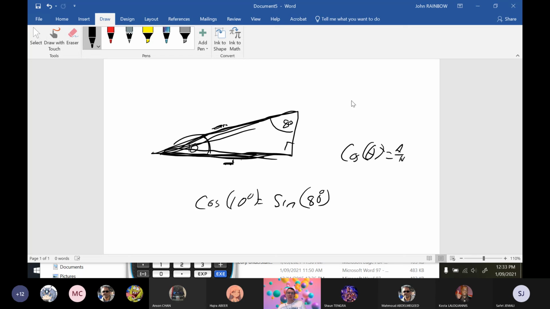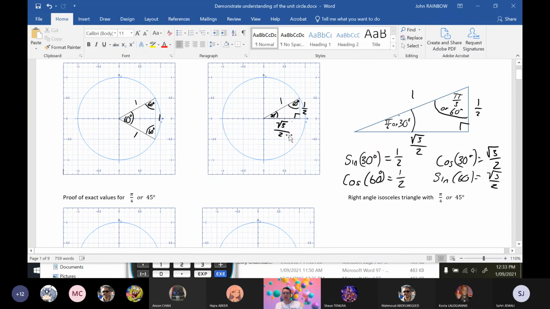Now, I couldn't say sine 70, because if I said sine 70, that's a different triangle. That's 20 degrees here, and that's 70 degrees here. That can't be the same thing as cos 10. But sine 70 would be the same thing as cos 20. Or I could say sine 20, which is opposite over hypotenuse, is the same thing as cos 70, adjacent over hypotenuse, because it comes from the same triangle. I hope that makes sense. So yeah, that's where we're going with one of the proofs.